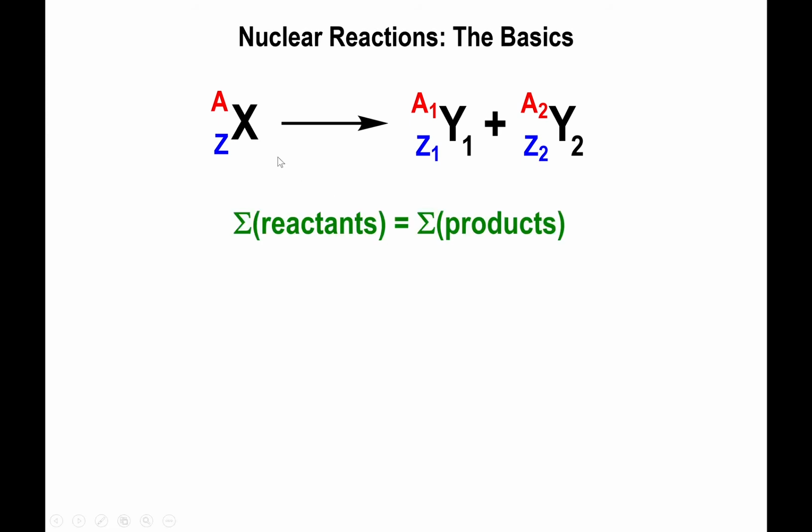So the sum of the reactants, for either the top rows or the bottom rows, has to equal the sum of the products for the corresponding top row or bottom row. So what this means is that if you start with an element with an atomic mass of A, the sum of A sub 1 and A sub 2 has to equal the value of A. And the same thing goes for Z. Z will have to equal Z sub 1 plus Z sub 2 in order for this to be balanced correctly.